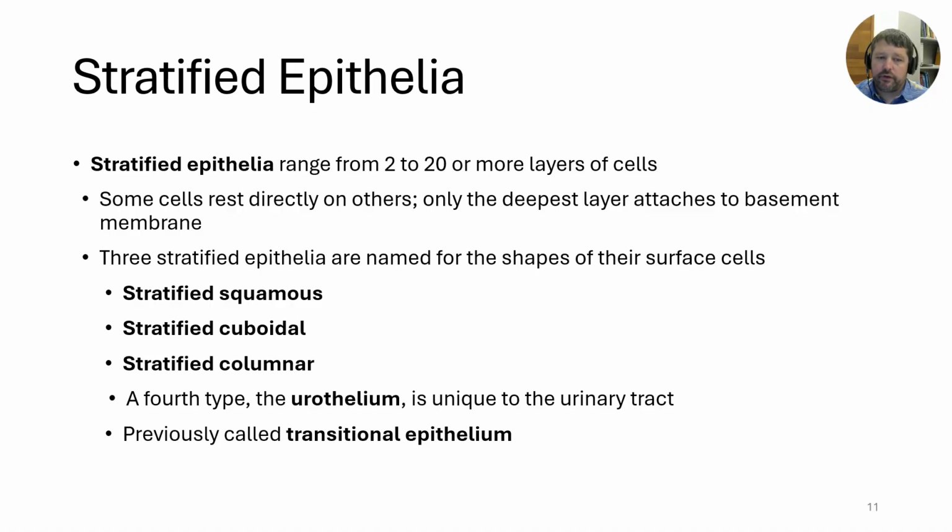And then you can also have some situations where you get both. You can get simple and stratified, and sometimes it's called transitional epithelium, where you get regions that are both simple and stratified.